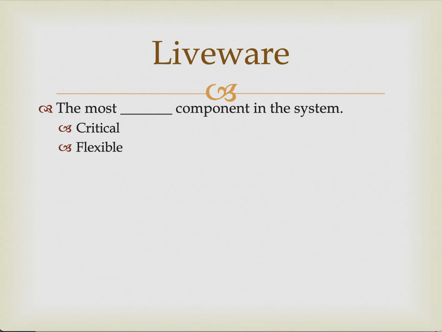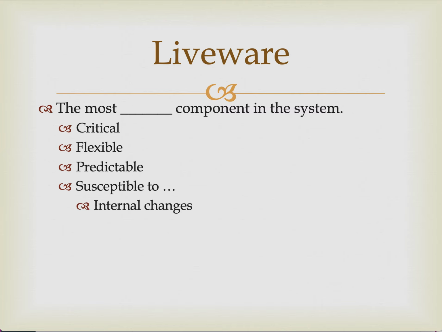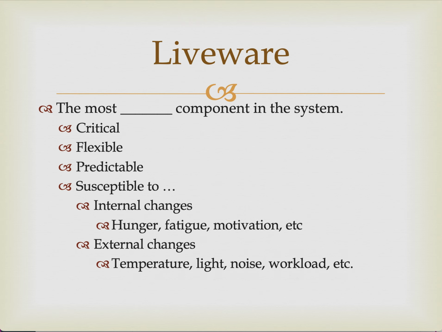We're the most flexible component in the system because we can learn new jobs, we can change things on the go. We are the most predictable component, mainly in that you can predict that we're eventually going to do something wrong, because we are the most susceptible component to internal changes, feeling, pride, sorrow, sadness, hunger, motivation, and external changes like temperature. If it gets too bright or too dark, we can't see things. If it gets too loud, we get headaches and can't think. If we get overloaded with work, we shut down. We can't handle it all. So we're an important part of the system, but there are a lot of things that we do wrong too.